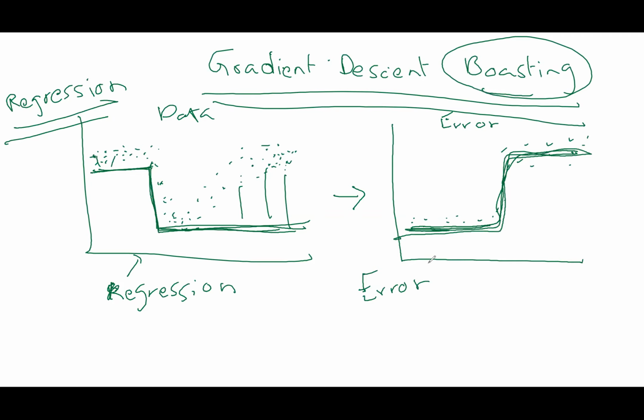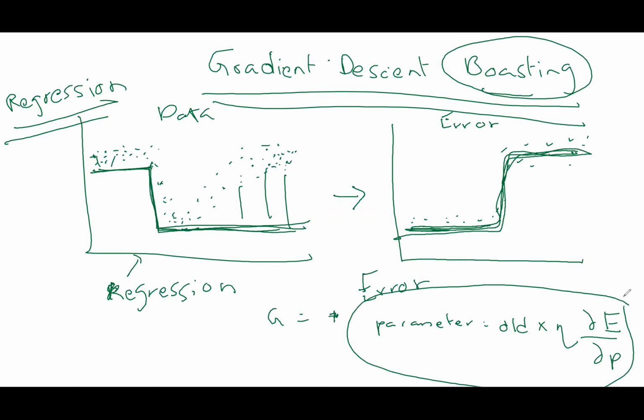So then how is this line fit for the error? It's using gradient descent. The way they update the parameters for the first one is by taking the old parameters minus some learning rate times the error divided by that parameter. So this is like the gradient descent algorithm, like we have seen quite a few times.